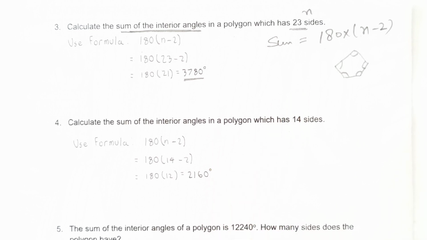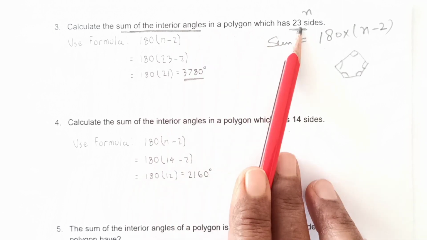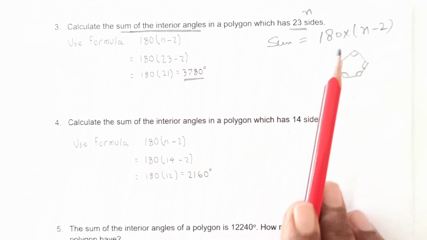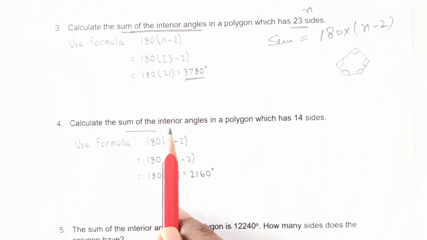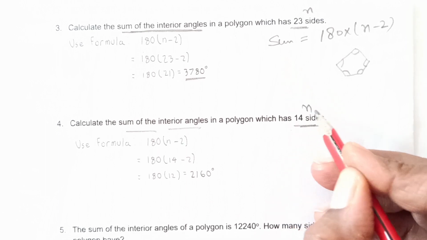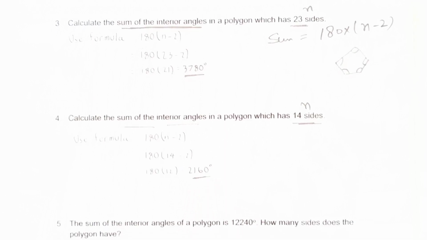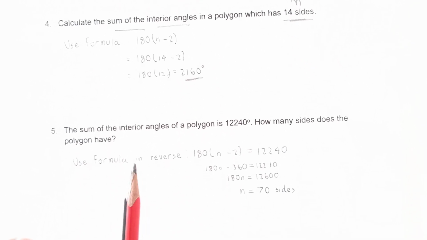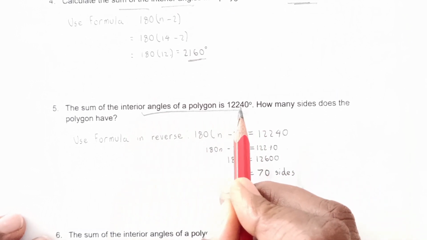So these are the statement questions. Sometimes students find it hard because you don't see anything there, but you need to draw a rough diagram to remind yourself, right? Now number 4, calculate the sum of the interior angles of a polygon which has 14 sides. A similar question, n is now 14, just substitute n as 14 and get the value of the sum of the interior angles, 2160.